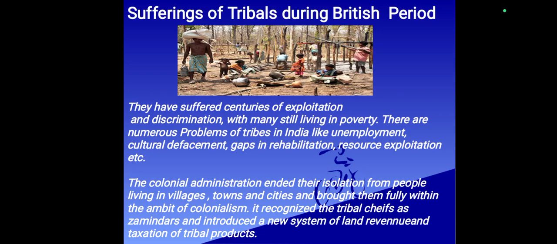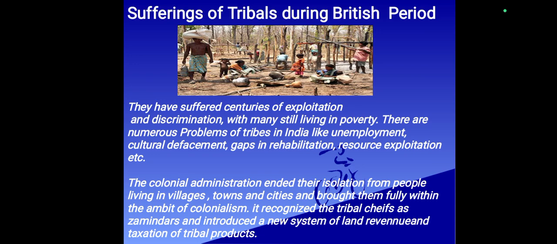Now we will start the topic: sufferings of tribals during the British period. They have suffered centuries of exploitation and discrimination, with many still living in poverty. There are numerous problems of tribes in India like unemployment, cultural defacement, gaps in rehabilitation, resource exploitation, etc.